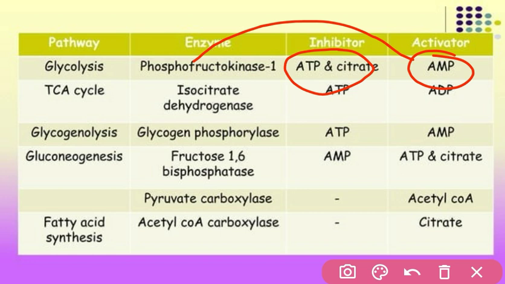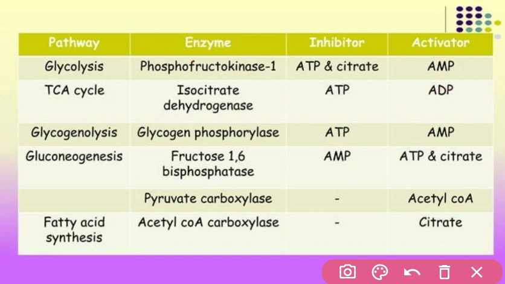Therefore, a high amount of AMP can reverse the inhibitory action of ATP. Therefore, the activity of the enzyme increases when the cellular ATP to AMP ratio is lowered. Then the next example, in the TCA cycle, isocitrate dehydrogenase. This enzyme is inhibited by ATP and activated by ADP.